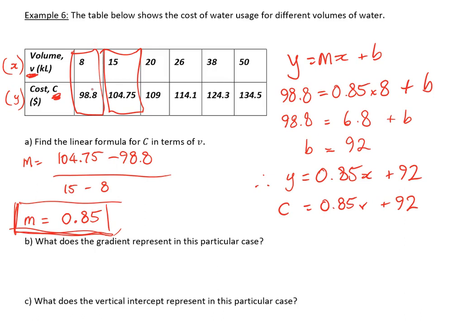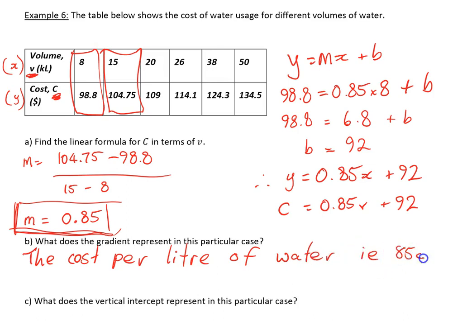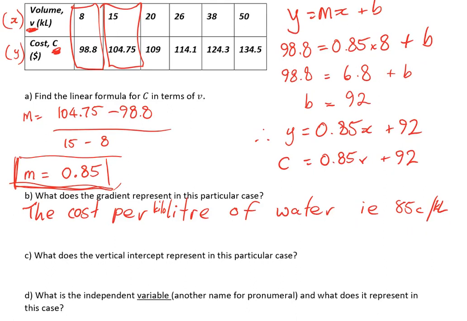So what the gradient is representing is the cost per kilolitre of water, which is 85 cents per kilolitre. Right, kilolitres here. So the gradient is the rate of change. And what that's going to represent in a linear model is going to have the word per in it, something per something. What does the vertical intercept represent?